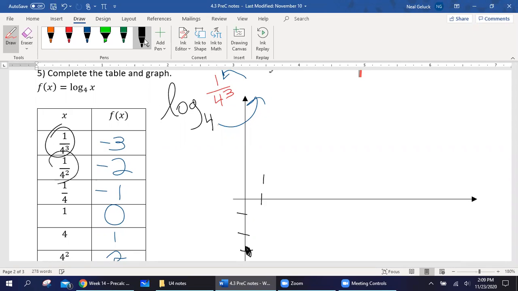The next one's not going to move over much. That's 1 over 16, -2. I'll be over just a fuzz more at -2. 1 over 4, so over a quarter. I'm down 1. Over just a little bit more to the right, but not much. I hit at 1, 0.